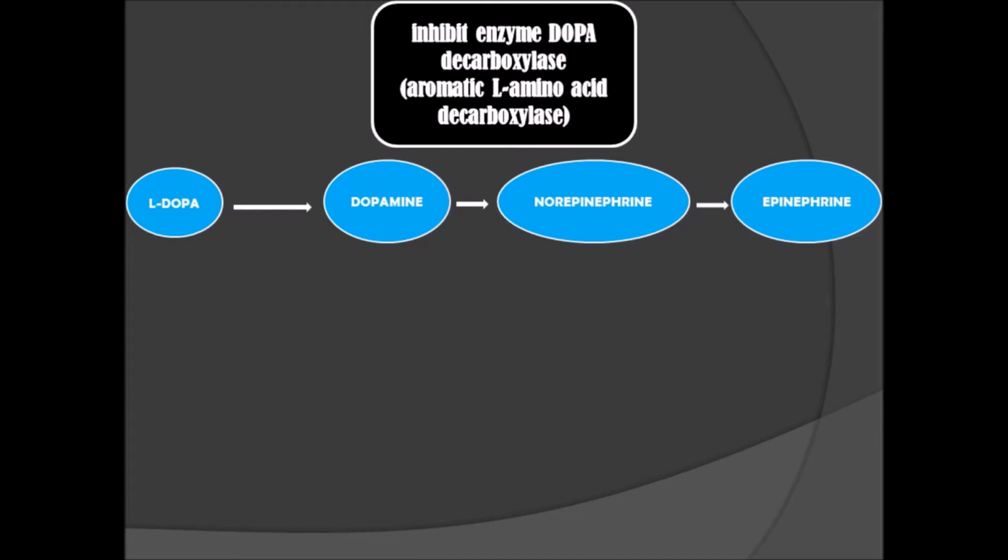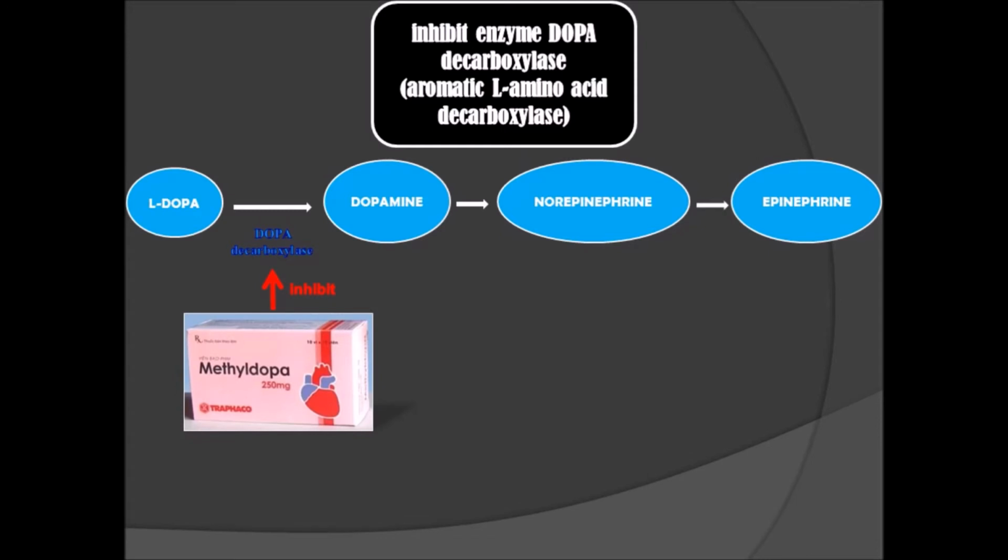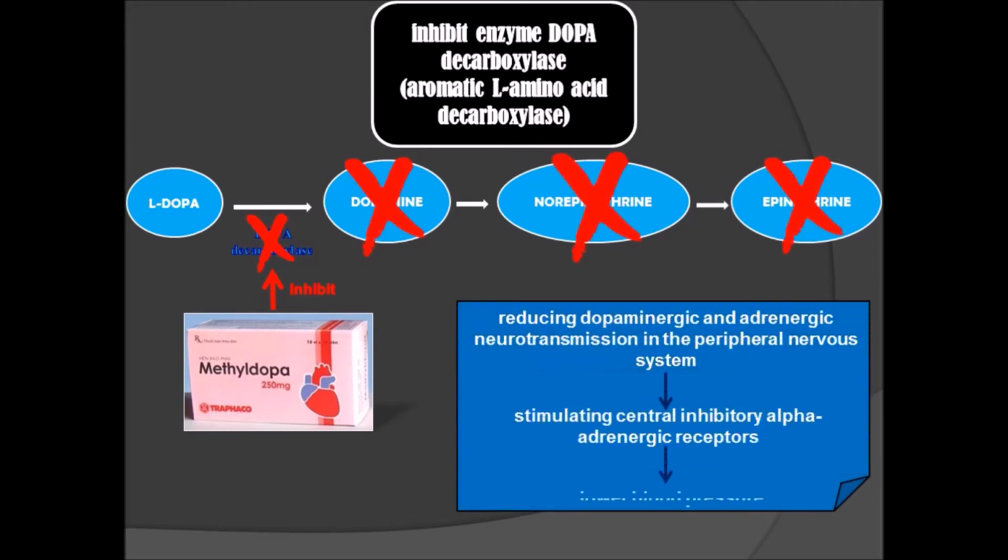For the production of dopamine, it needs the enzyme dopa decarboxylase. Dopa decarboxylase is the enzyme that converts L-dopa into dopamine. Thus, methyldopa is used to inhibit dopa decarboxylase. By inhibiting this enzyme, it will result in reduced dopaminergic and adrenergic neurotransmission in the peripheral nervous system, and also stimulate the central inhibitory alpha-adrenergic receptors. Finally, this effect will lower the blood pressure.